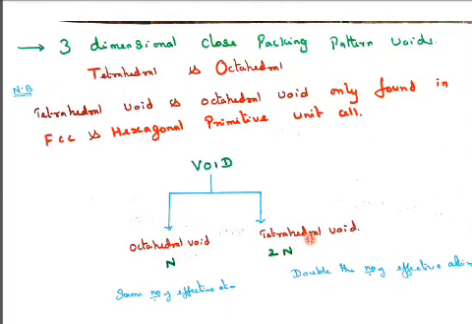In BCC, the effective number is 2, because the number of atoms present per unit cell is 2. So octahedral voids are 2 into 1, 2, and 2 into 2, 4 tetrahedral voids are present in the BCC. The same number as the effective atoms is called 1n, the octahedral void, and double the number of effective atoms is the tetrahedral void.